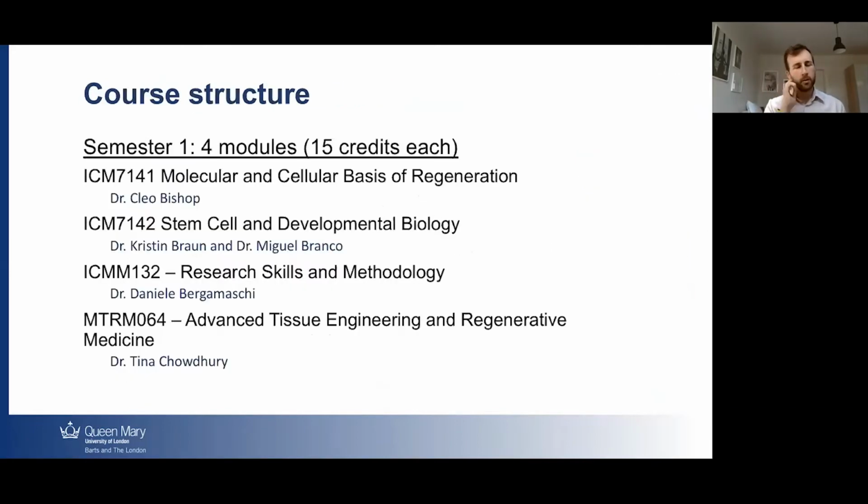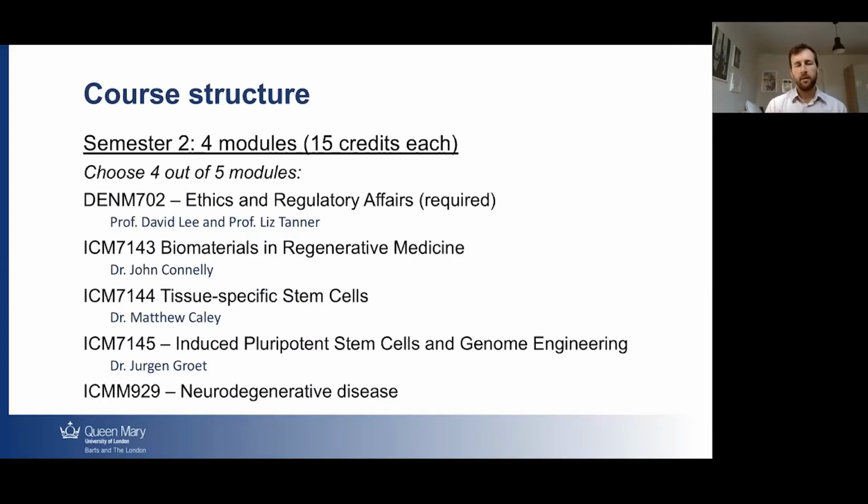Just to quickly run through the modules that are available on this course: in semester 1, running from September through December, the modules include the molecular and cellular basis of regeneration, stem cell and developmental biology, a module on research skills and methodology, and then one of our co-delivered modules on tissue engineering, which is taught by the School of Engineering and Material Science. These 4 modules are all core, so everybody takes these in the first semester. Then in the second semester, there are 5 modules available, and the students can choose 4 out of 5 of these, so a little bit more flexibility and choice.